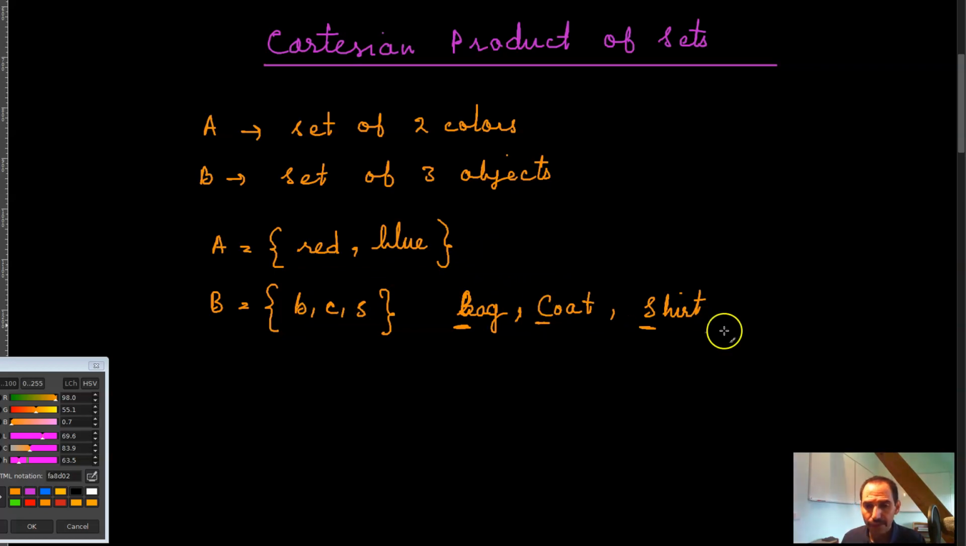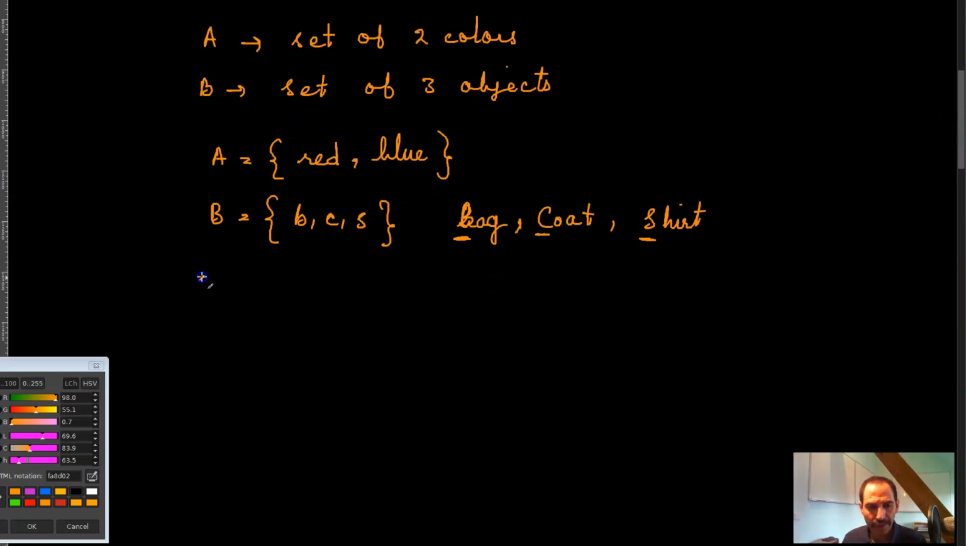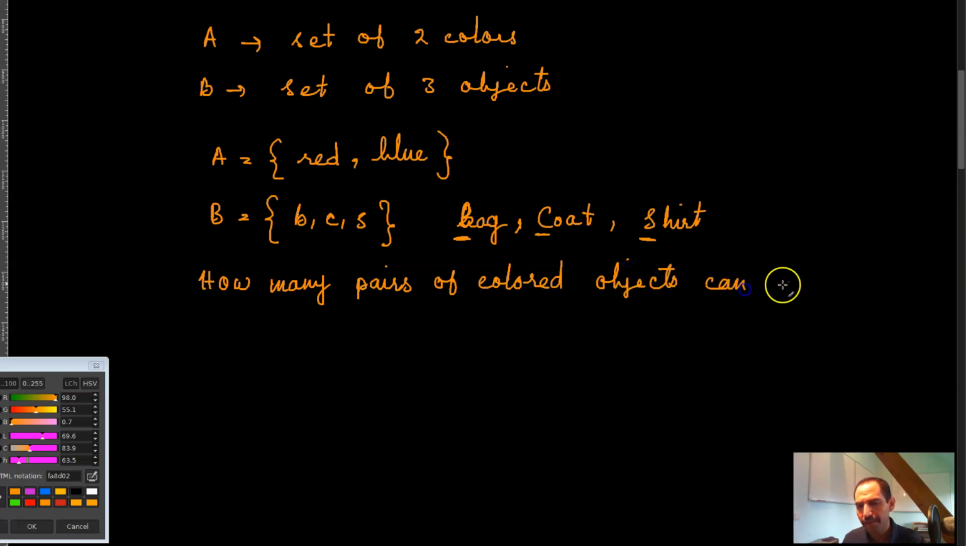Now, what we want to know is how many pairs of colored objects can be made from these two sets? The question is: how many pairs of colored objects can be made from these two sets?